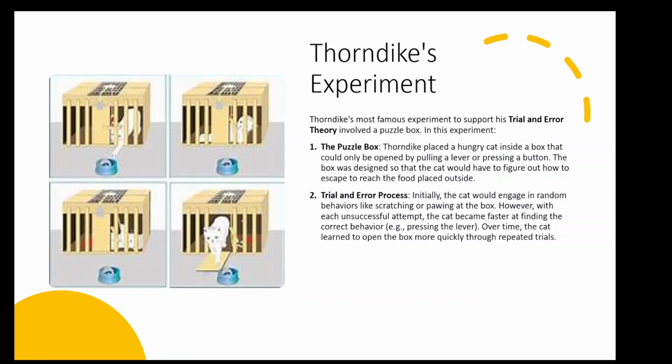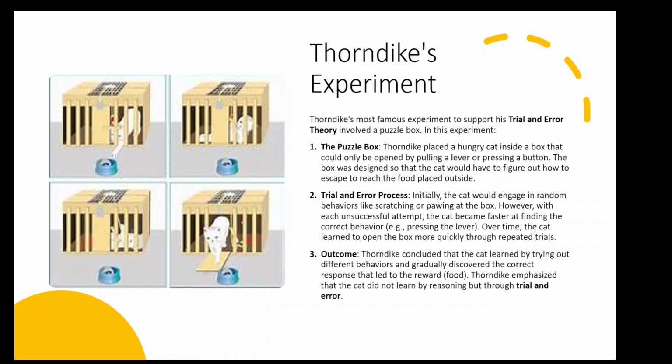Trial and error process. Initially, the cat would engage in random behavior like scratching or pawing at the box. However, with each unsuccessful attempt, the cat became faster at finding the correct behavior, for example, pressing the lever. Over time, the cat learned to open the box more quickly through repeated trials.